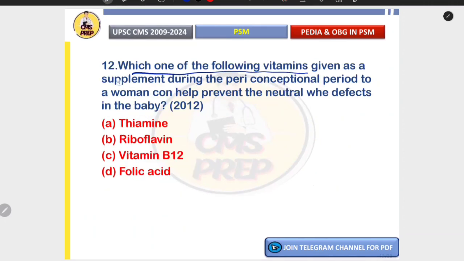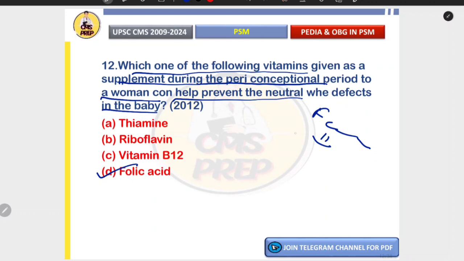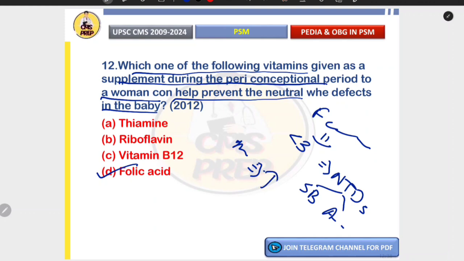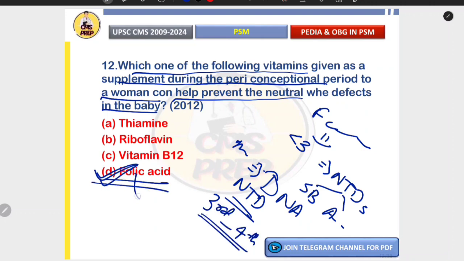Which of the following vitamins given as a supplement during the periconceptional period to a woman can help prevent neural tube defects in the baby? The correct option is folic acid. Folic acid supplementation during the periconceptional period, usually given 3 months prior to conception, prevents neural tube defects like spina bifida or anencephaly. The mechanism by which folic acid works is that it supports DNA synthesis, leading to closure of the neural tube in early embryogenesis that occurs during the 3rd to 4th week of gestation. Neural tube defects can be prevented by folic acid.